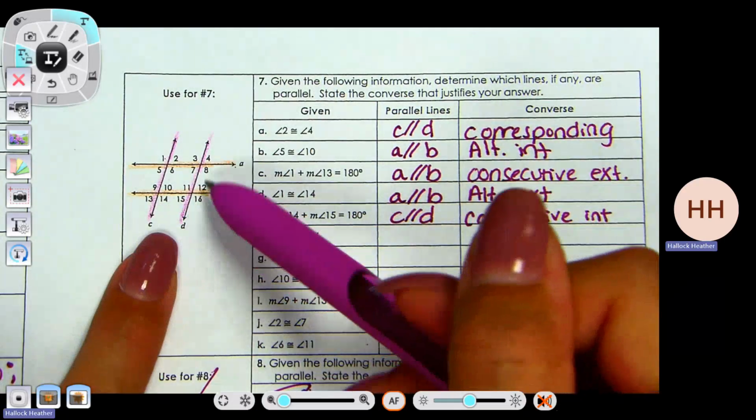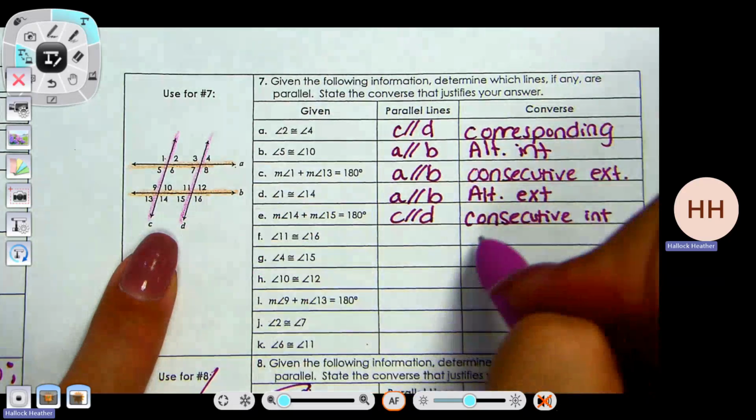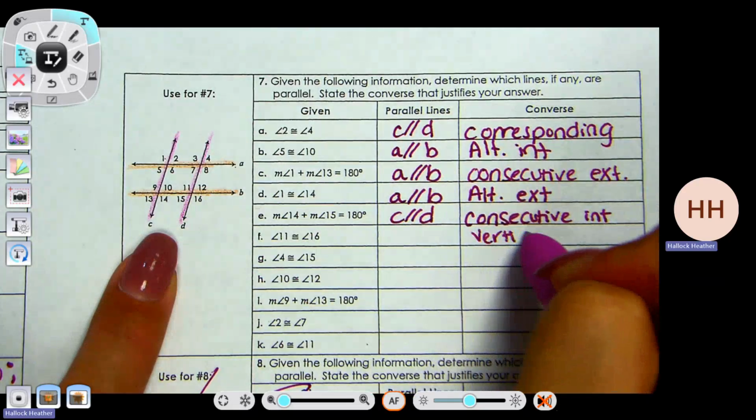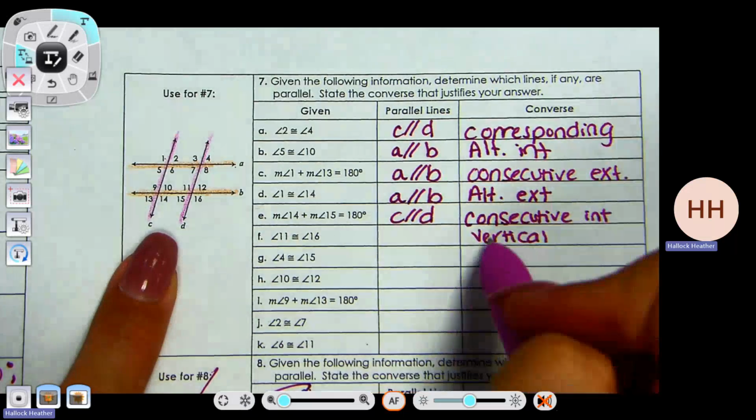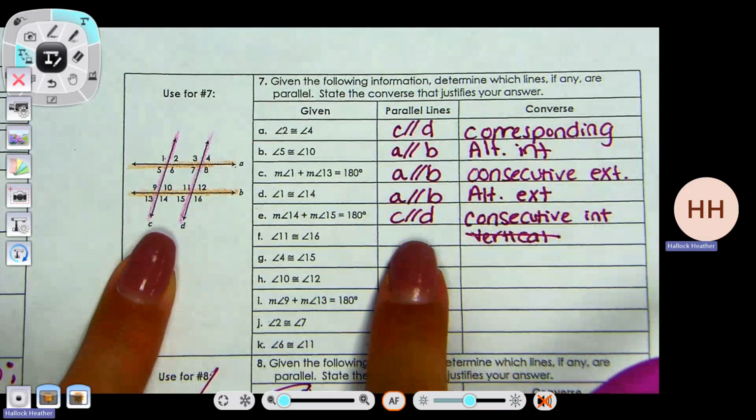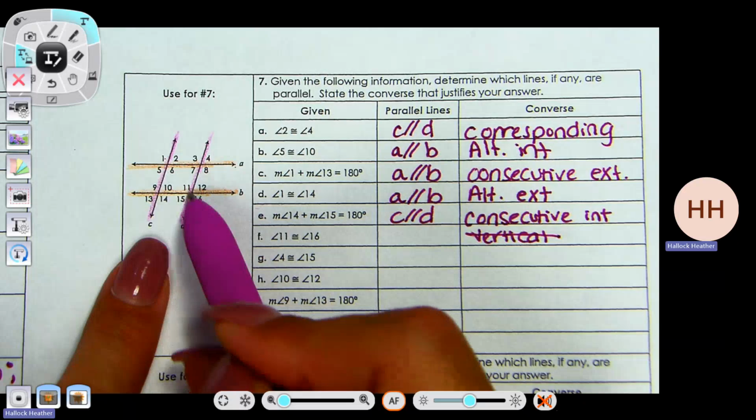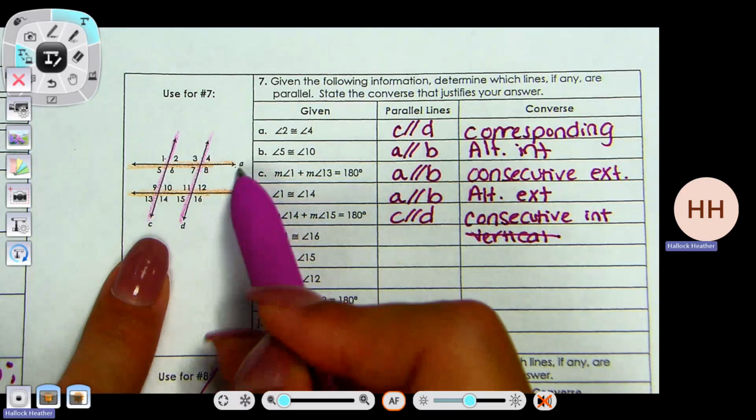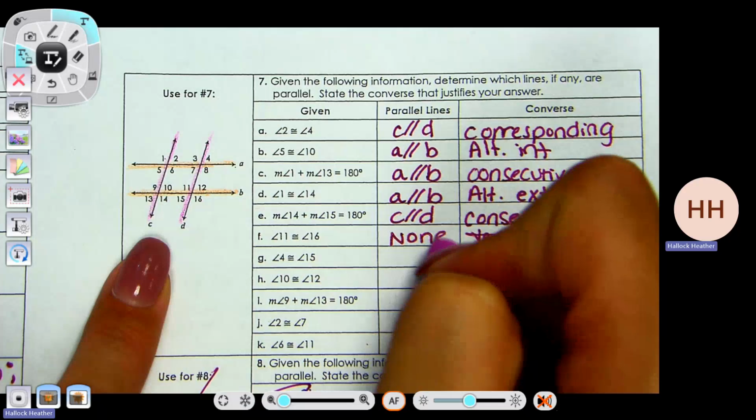11 and 16. Yes, they are vertical. They're technically vertical angles, but that's not a converse. So we can't even write that. We're going to write none because that is not a converse. We can't prove that C is parallel to D because they're in the same intersection. I can't prove that A and B are parallel because they're in the same intersection. So this is none or no.